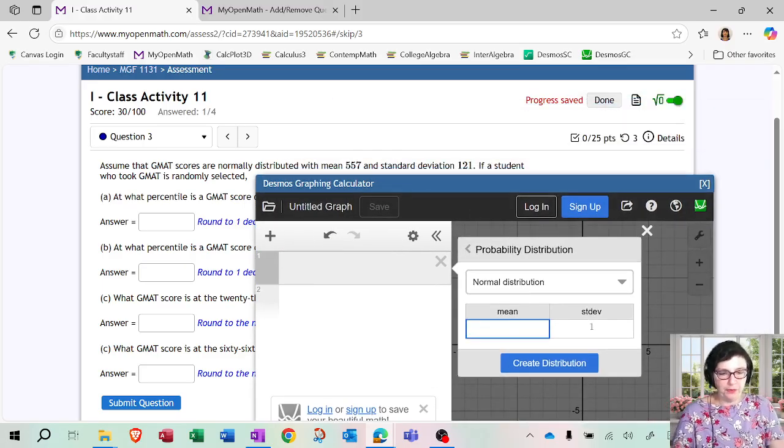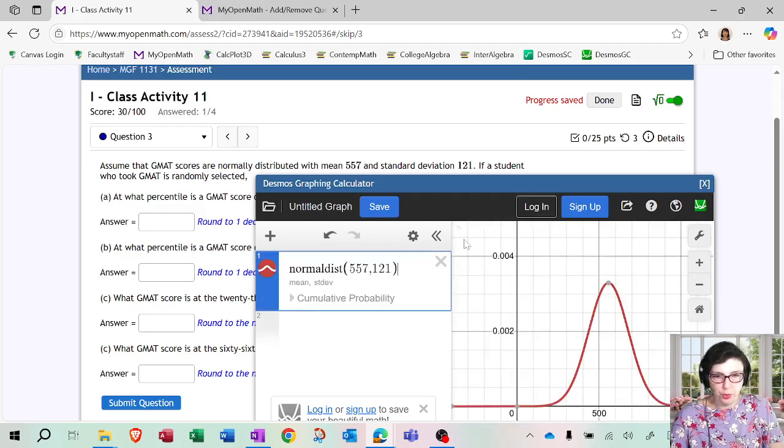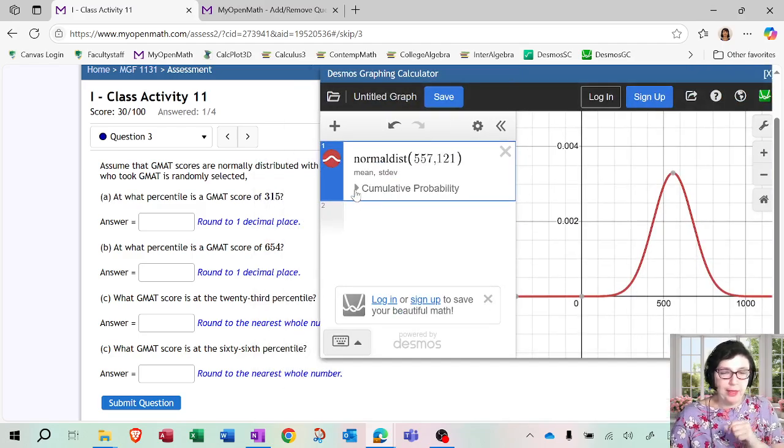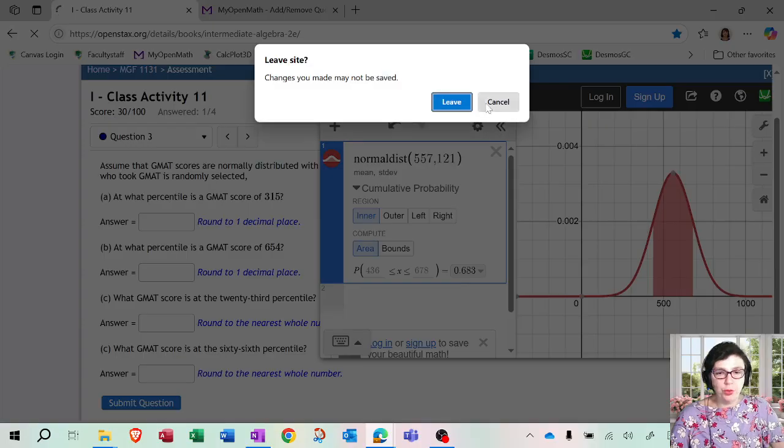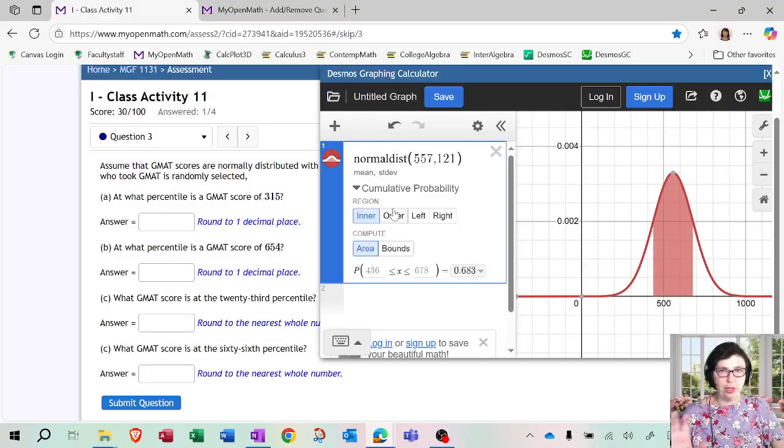Here, the mean is 557 and standard deviation 121. Okay, so let's create distribution. The next step is to expand the cumulative probability menu. Okay, we did that. Now, I want you to remember that any question connected to a percent, be it percentile or data value corresponding to a given percentile, always use region left.